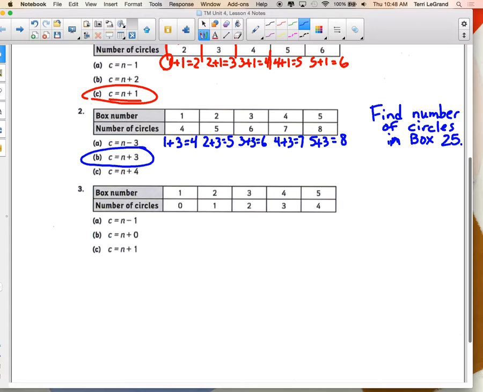Cheyenne? 25 plus 3. Okay, so we have to do C equals 25 plus 3. Take the box number and add 3. So C equals 28. So we say 28 circles in box 25. Okay. So just a little add-on.